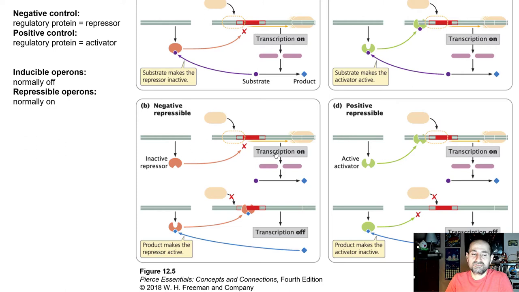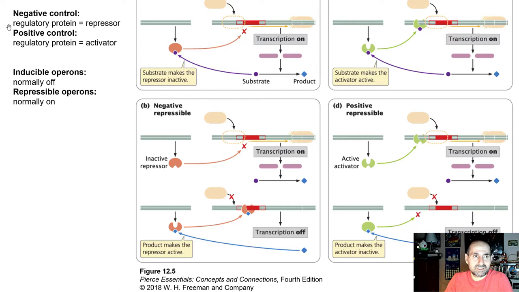So in this case, there is a product of some sort. This product, see this diamond? This product needs to do something. It needs to attach to your receptor to change the conformation of the receptor to an active receptor. The receptor then can bind to the operator and block gene expression. Does that make sense? Did you guys follow me?